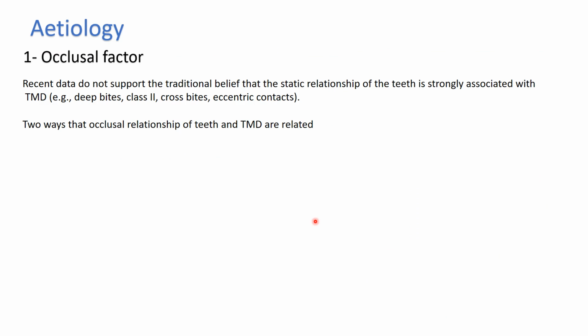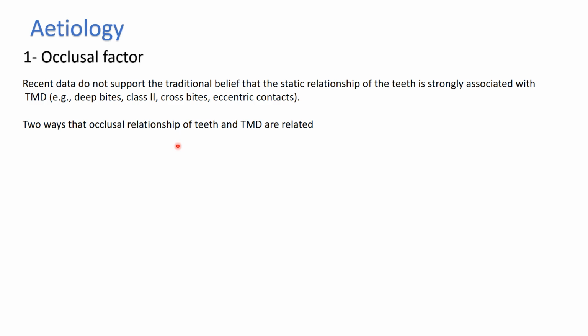For many years, there has been a controversy about the etiology of TMDs. First are the occlusal factors. Recent data do not support the traditional belief that a static relationship of teeth is strongly associated with TMDs. This is something related to orthodontics, like in patients with deep bites, class 2, cross bites and eccentric contacts. When we have these conditions, it's not necessarily the case that there will be TMDs.